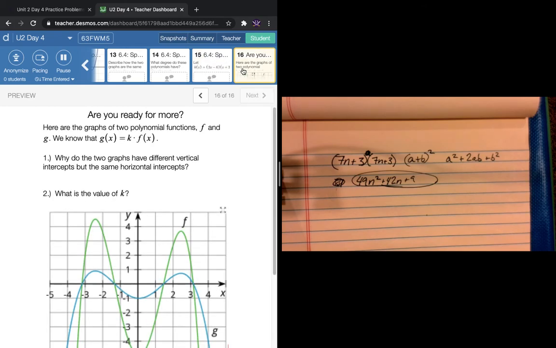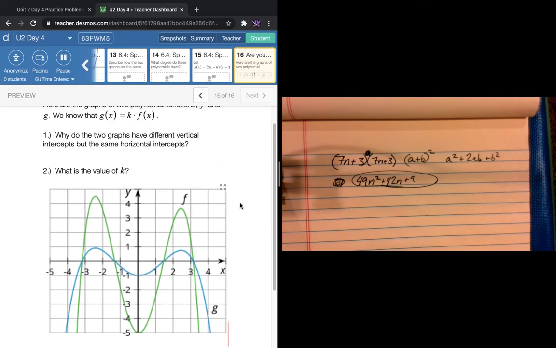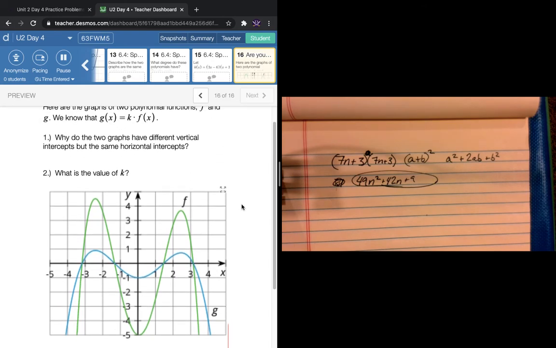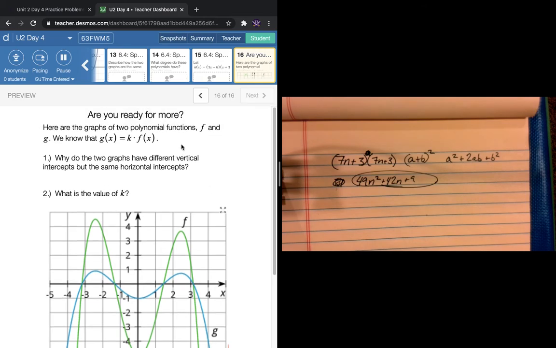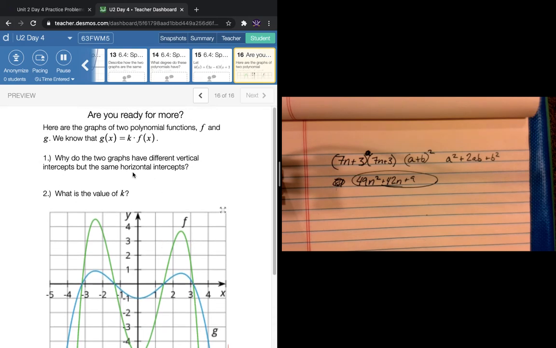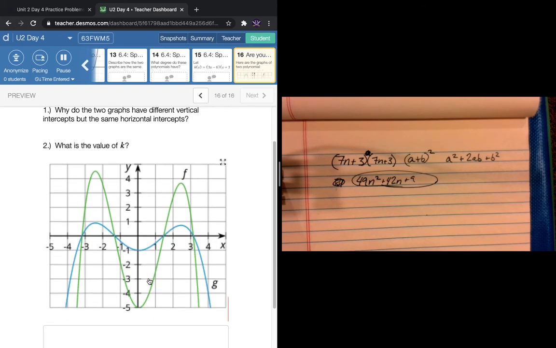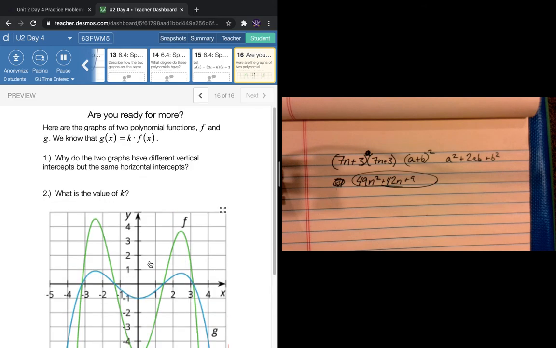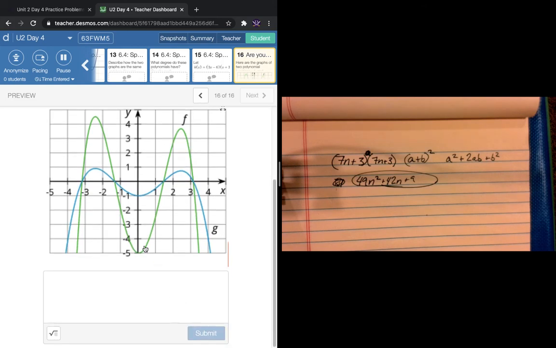Here, let's finish up. Here's your two graphs. It's telling us that f and g. Here's g. G is equal to k times f of x. So we see f of x is more pointy. We're wanting to know what the value of k is. So what did we multiply this by to get this?